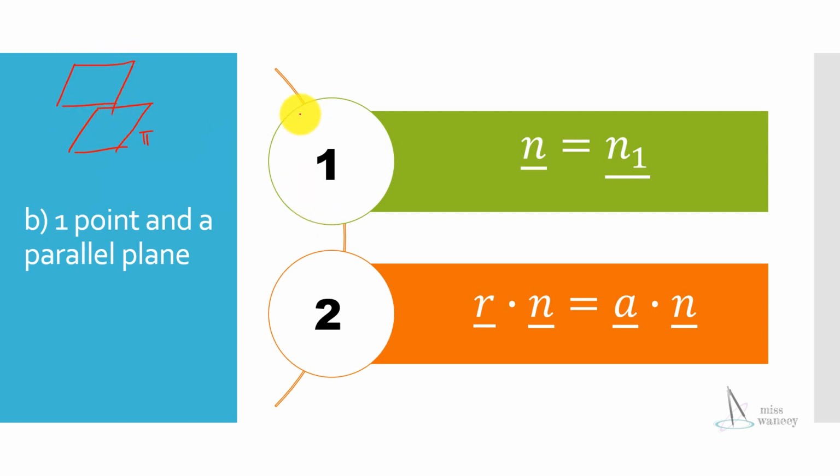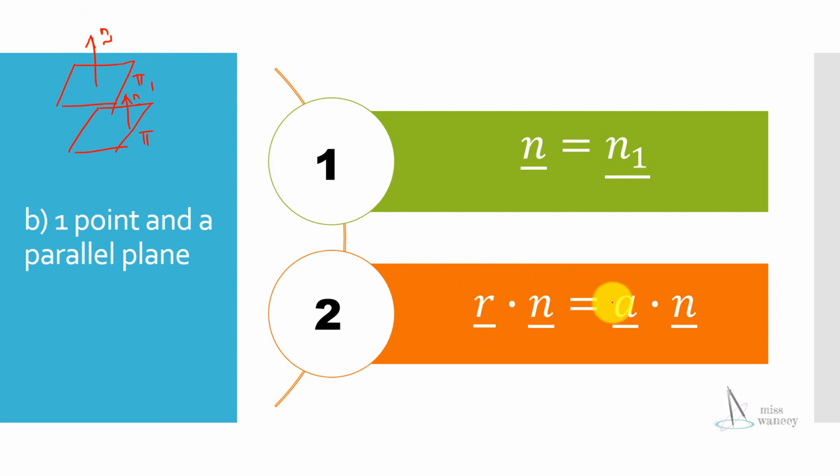So what we can say is that if this is what you are given, you're gonna have one n from here. So I'm gonna call it n1 because this is pi 1. Since these two planes are parallel, that means the n should be parallel to the n here. So we can say that n must be equal to n1. We can straight away use the formula r dot n equal to a dot n. So do make sure to take out what is the value for n over here.